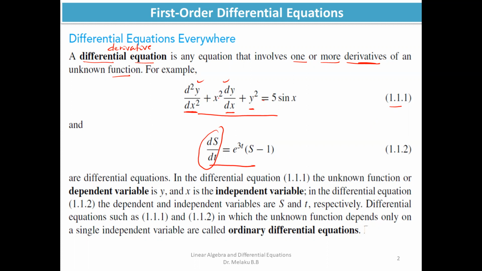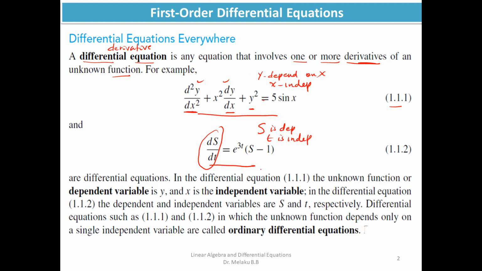So for a differential equation of this type, that is 1.11, the unknown is y. We have a dependent and an independent variable. In this case, y is dependent on x, and of course, x is independent. And here in the second equation, s is dependent on t, and of course, t is independent.